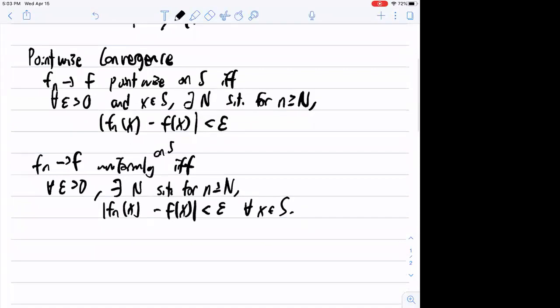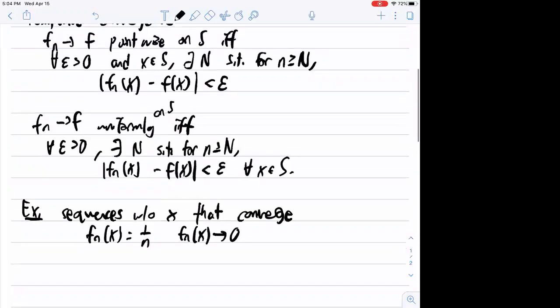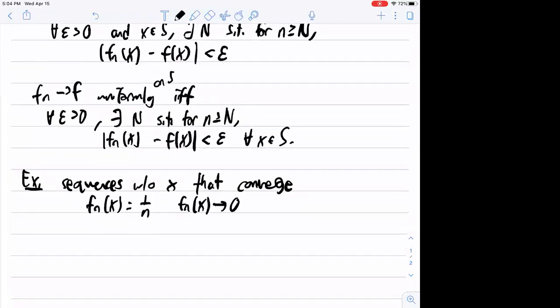Okay, so examples are sequences without x that converge. For example, if Fn(x) was 1 over n, it's clear that this goes to 0, and it's clear this is independent of x because there was no x to begin with. This function just takes any value x to 1 over n. So this is an example of something that converges uniformly, and vice versa, a sequence that doesn't depend on n. It's clear it's uniform because Fn of x just converges to itself. It's just the same function of x.